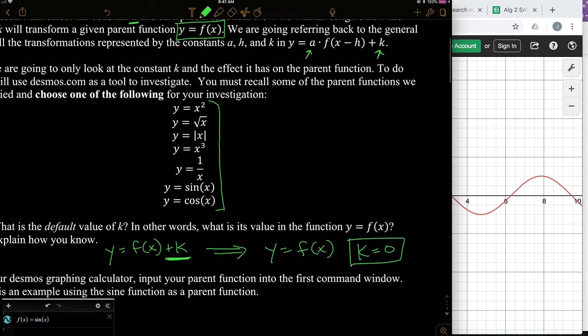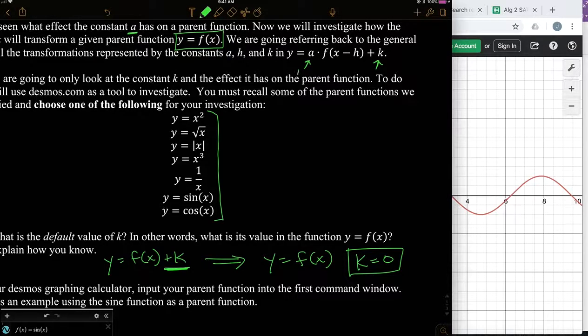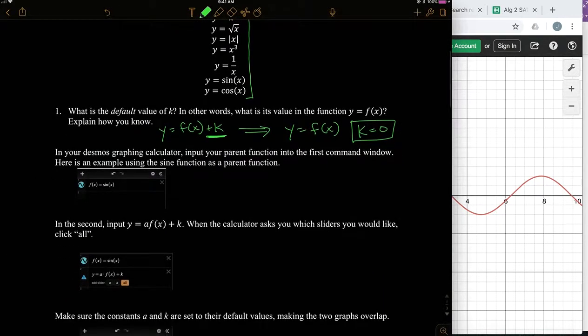The default value for a, remember, was 1 because it's multiplication, and multiplying by 1 doesn't change anything. Since this is addition, adding 0 does not change anything. So the default value for k is 0.